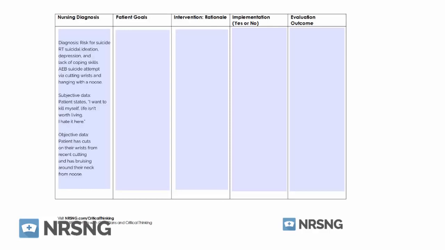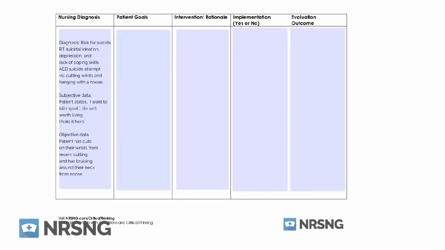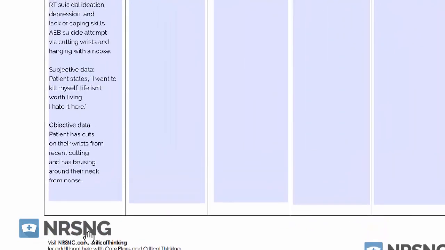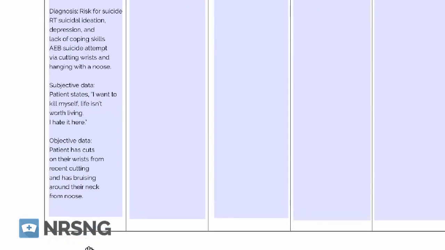So for my nursing diagnosis, and I'm going to zoom in here for you guys. There we go. I wrote: risk for suicide related to suicidal ideation, depression, and lack of coping skills, as evidenced by suicide attempt via cutting wrists and hanging with a noose.